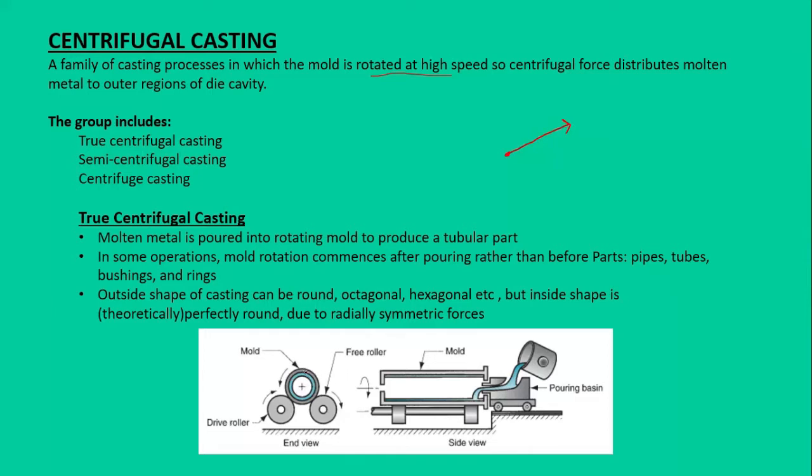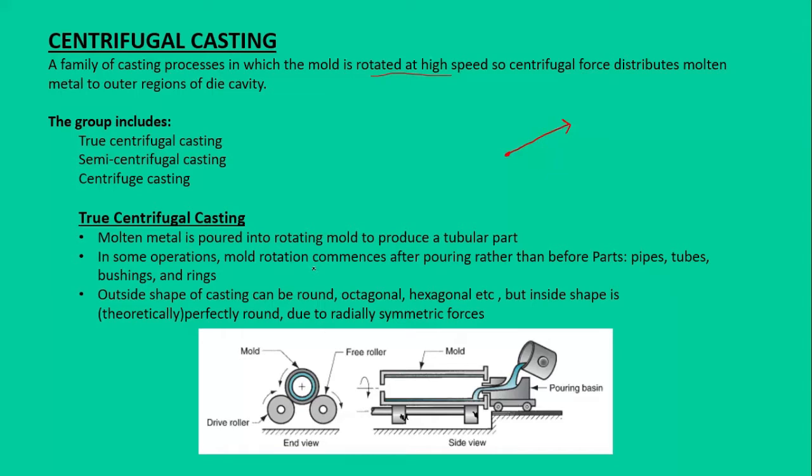We have a mold cavity, this one, and we have the two drive rolls which are utilized to rotate the mold at a very high speed. And this is the section view. So we have a hollow mold, and this is the pouring basin from where we pour the molten material into the mold cavity, and these are the driver rolls which are rotating the mold at a very high speed.